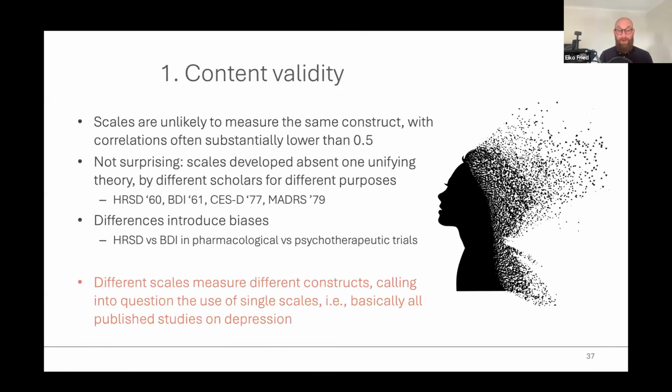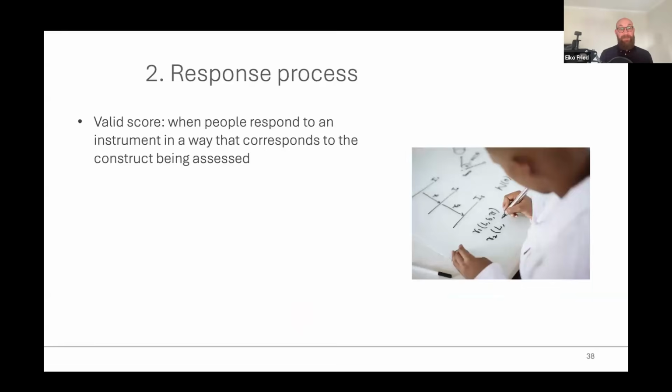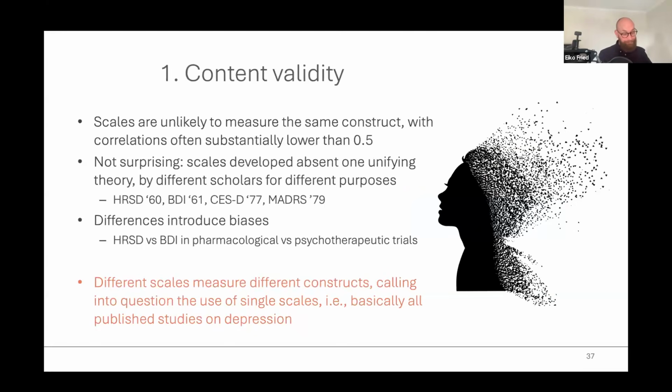But overall, we have to say that different scales likely measure at least somewhat different constructs, calling into question the use of single scales, which is basically all published studies on depression. Yes, there are a couple of clinical trials that, of course, have a primary and a secondary outcome. But if you look at all the studies using depression as a covariate, predictor, mediator, moderator in social psychology and sociology and all these other areas, then of course they all rely on a single scale. Yeah, that's content validity.